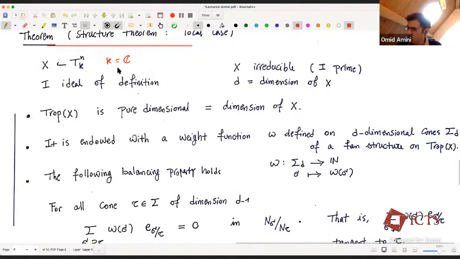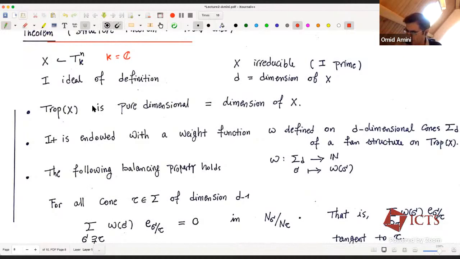Okay, so let me make precise the structure of the tropicalization of X. For this theorem, we have to suppose that the subvariety of the torus is irreducible. This means that the corresponding ideal of definition is prime, and d is the dimension of X.